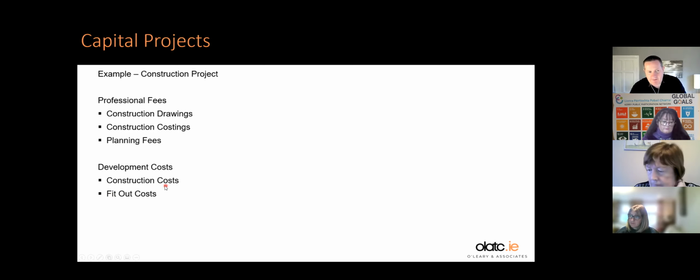Professional fees, if you're doing building works now, construction costs are very, very high. Fit-out costs are getting very, very high. You've also got professional fees on top of this. So if you're doing a building project now as a community project, a not-for-profit organization, and you're following all building regulations, you're going to have to have an architect or engineer come in and sign off and supervise the project.